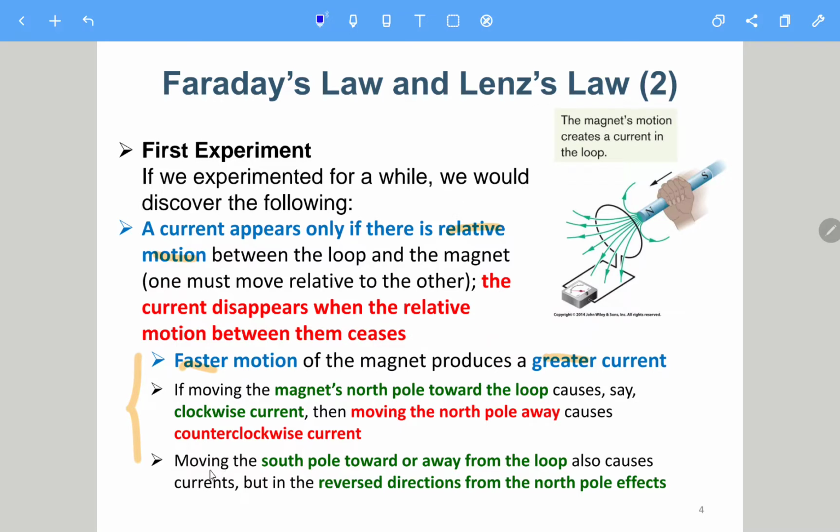So the third point is moving the south pole towards or away from the loop causes current, but in the reverse direction from the north pole. So whether it is the north pole or south pole really matters. Okay, so far we have these 3 points. These 2 points relate to the direction of the current, and the first point relates to the amplitude of the current.